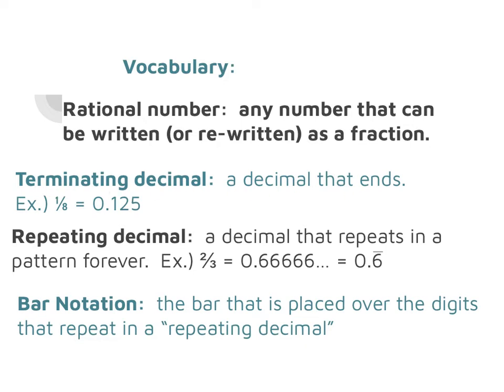A terminating decimal is a decimal that ends. For example, 1/8 equals 0.125. A repeating decimal is a decimal that repeats in a pattern forever. So like 2/3 equals 0.666 and it keeps on going. So we write it as 0.6 with a bar notation, or a bar over that number. And here's the bar notation: the bar that is placed over the digits that repeat in a repeating decimal.